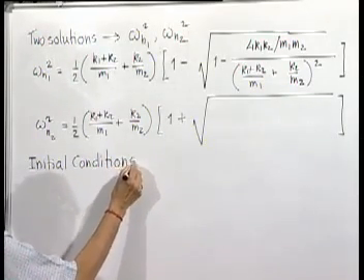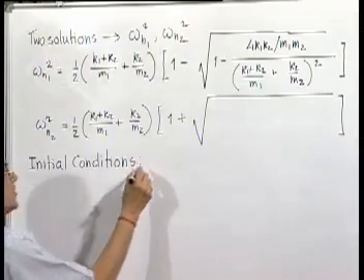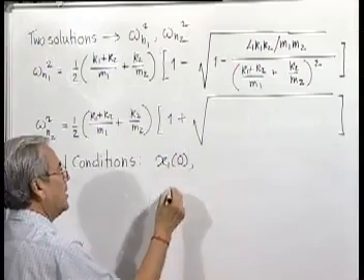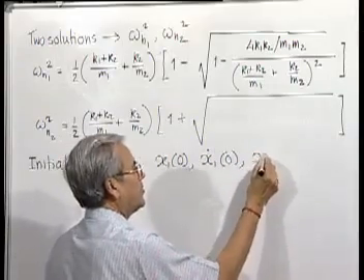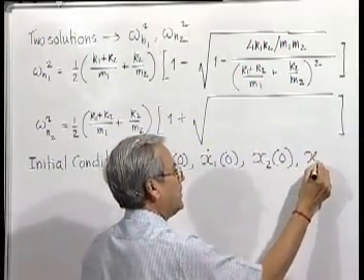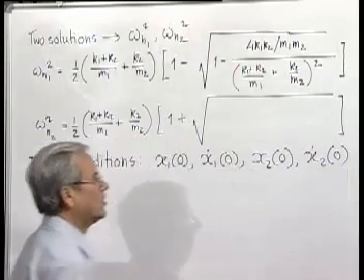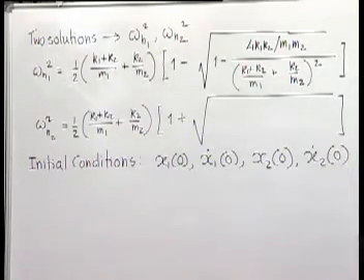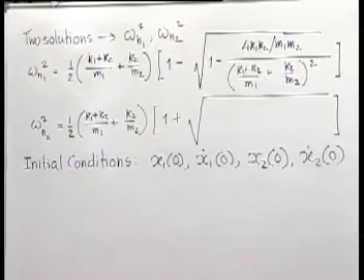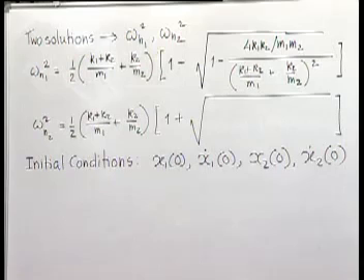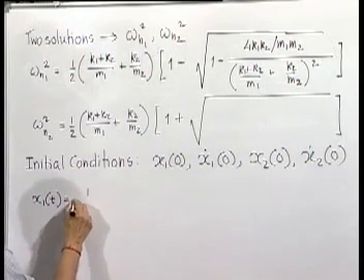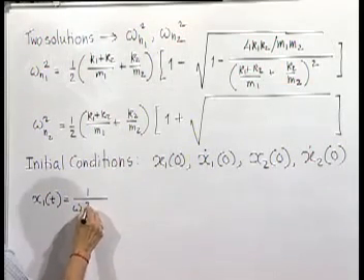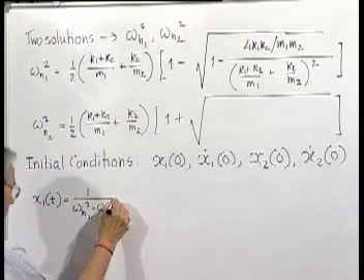Now, the solution will require the initial conditions. The initial conditions, what we can do, we can provide just a generalized situation. That means that at t equal to 0, x1 is equal to x1 0, x1 dot, or the velocity, is x1 dot 0, x2 is x2 0, and the velocity x2 dot is x2 dot 0. These are the 4 initial conditions. Then the complete solution can be written.